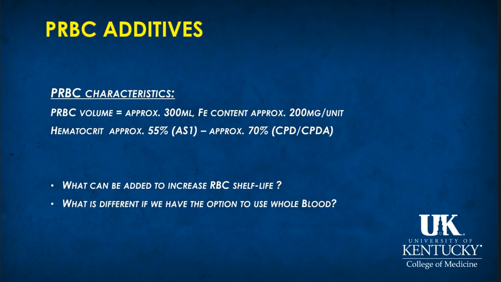One of the keywords for me to cover was PRBC additives. So the packed red blood cell unit has the following characteristics. Volume is around 300 cc's, and the iron content is about 200 milligrams per unit. Hematocrit can vary between 55 to 70% depending on what kind of preservative we use. So what kind of preservatives are used in packed red blood cells, and what is their impact on shelf life? And then we're also going to talk about whole blood.